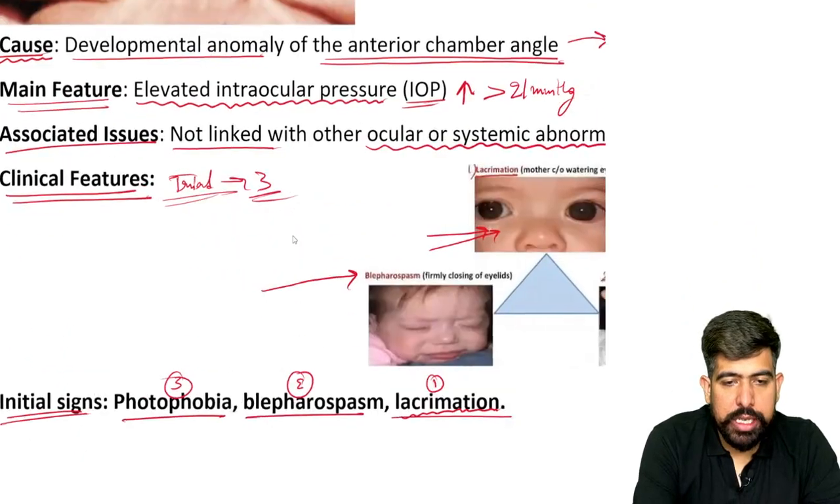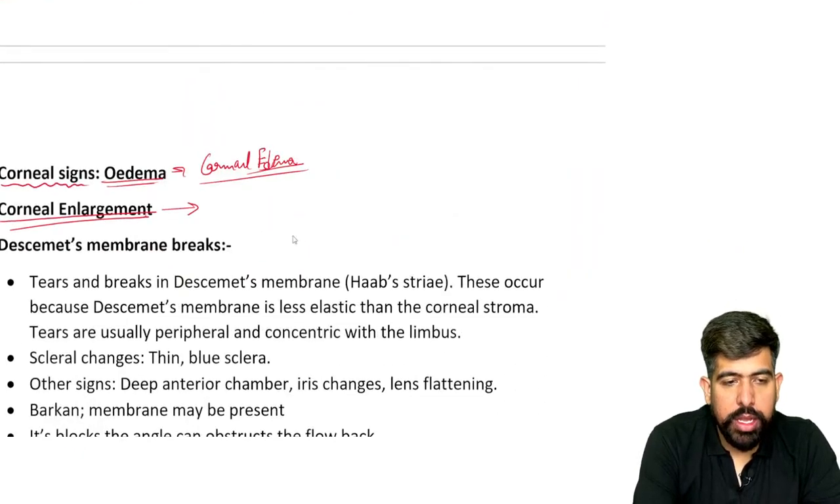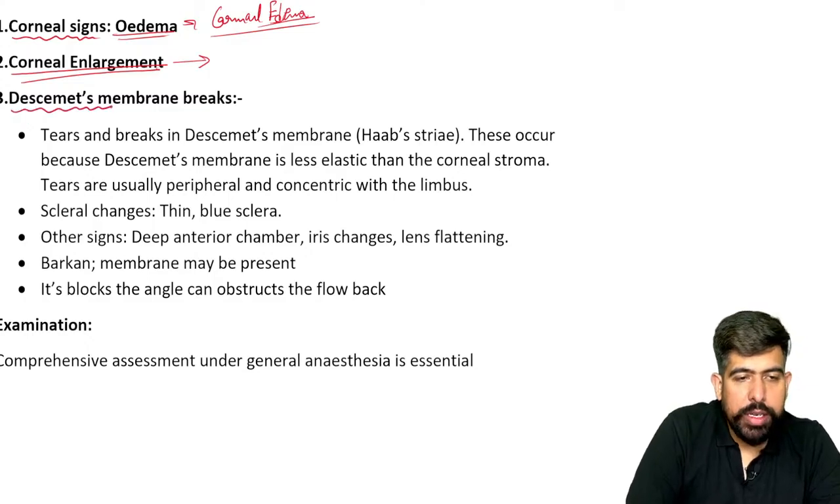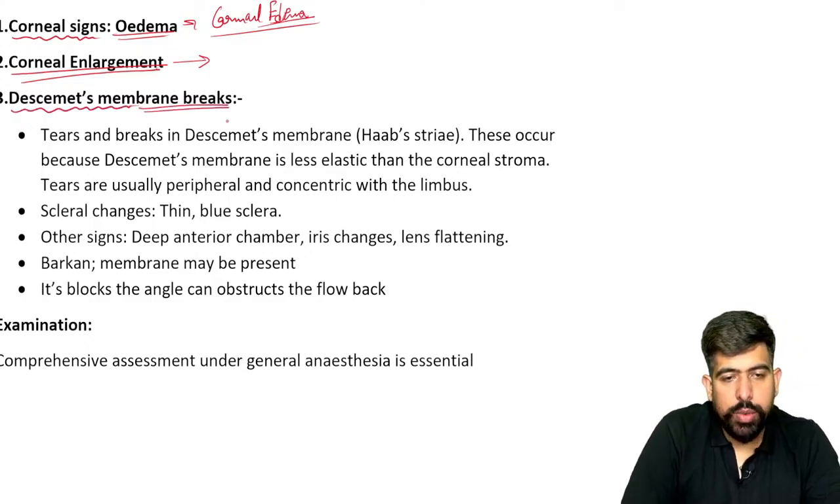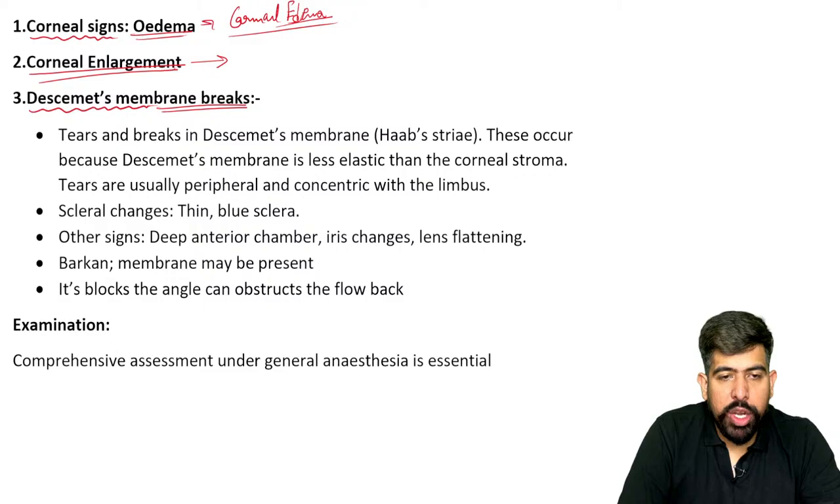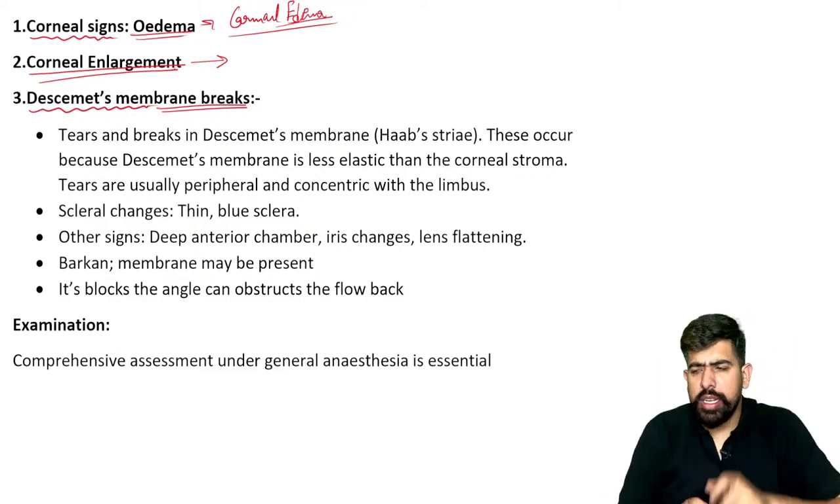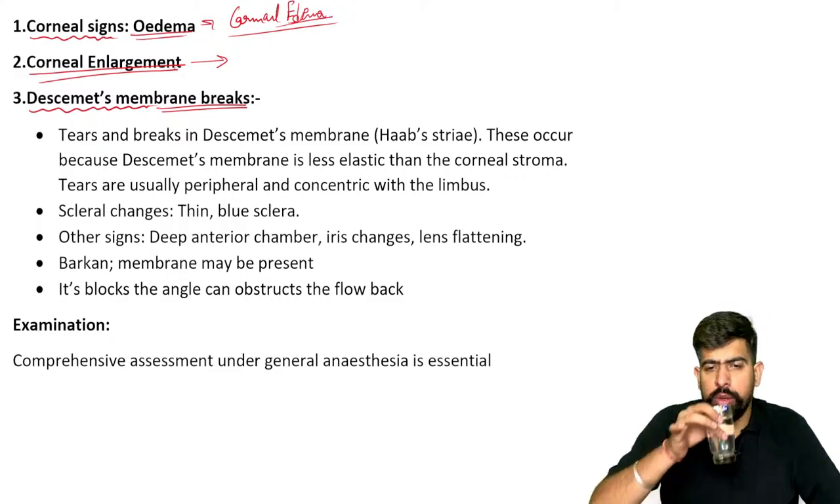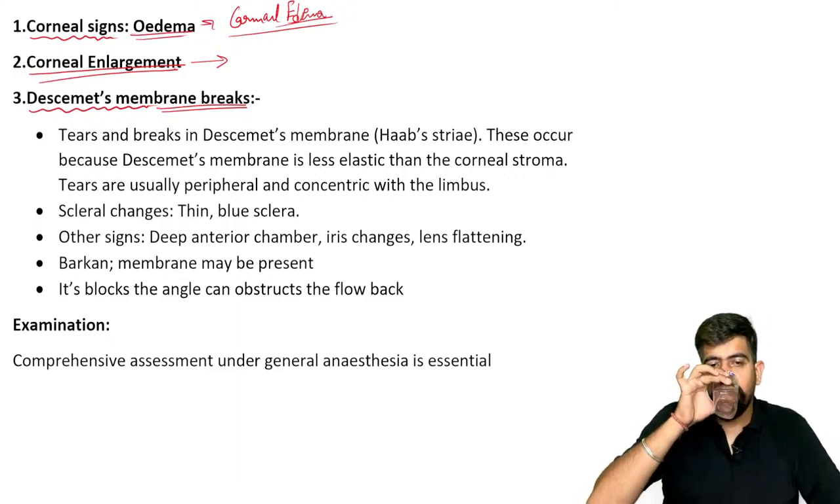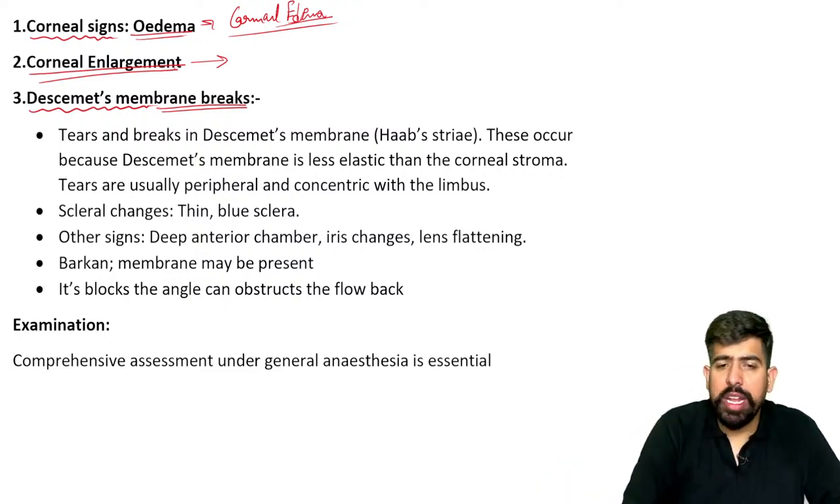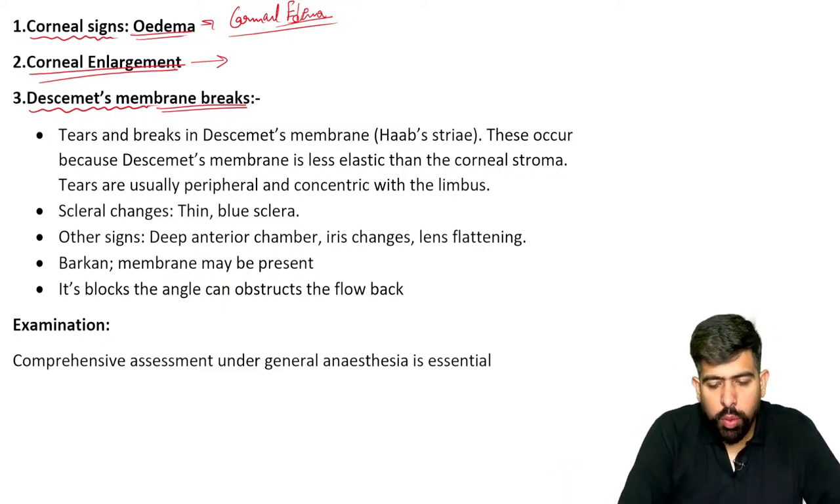For the next sign, there is Descemet membrane breakage. What is the meaning of Descemet membrane breakage? How is it possible, guys? The Descemet membrane can break down because the cornea is getting enlarged. We talked about this in keratoconus, guys. I hope you remember about it. In keratoconus also, what happened?